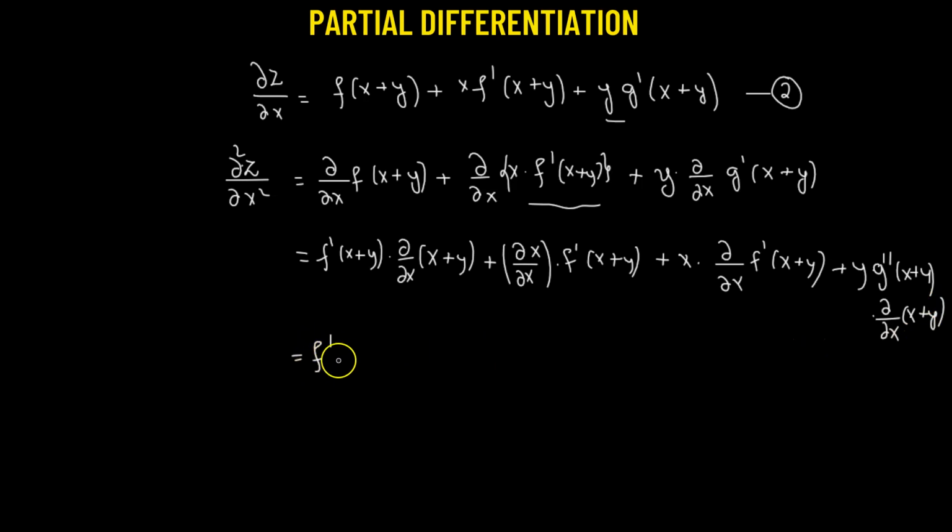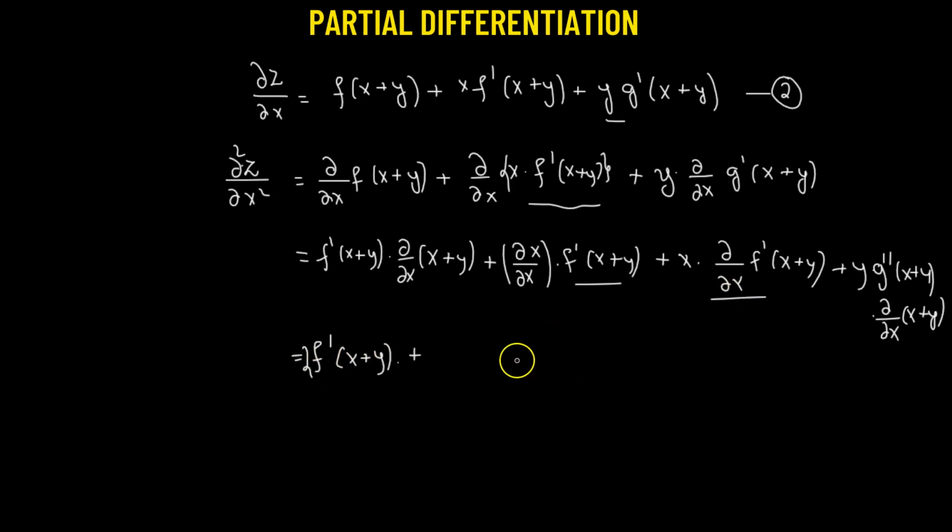So we get f prime of x plus y. Now the partial of x plus y will be simply 1, plus the partial of x with respect to x, so that's 1. So here we have f prime of x plus y, which would get added to the first term to give us 2 times f prime of x plus y.